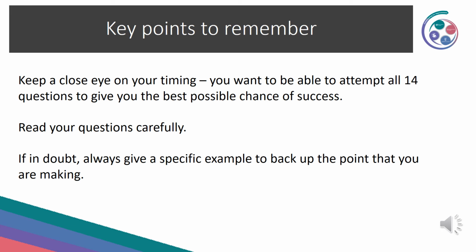We've now looked at all of the possible question types that you could be examined on in your National 5 History exam. Some key things to remember about these questions. Keep a close eye on your timing. You'll have 2 hours and 20 minutes for your exam. You want to be able to attempt all 14 questions to give you the best possible chance of success. As far as possible, try to avoid leaving any of them out and attempt all 14 from the 3 sections that you have studied.